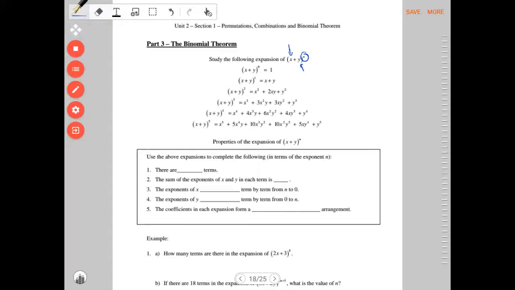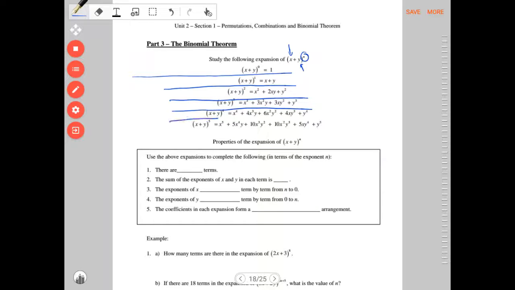Okay, and there are just patterns that I want you guys to recognize. So I'm just going to draw some lines here. Okay, so this is called row 1. This is row 2, row 3, row 4, row 5, and then row 6. Okay, awesome. The exponent here, so this is the row, this is the exponent.